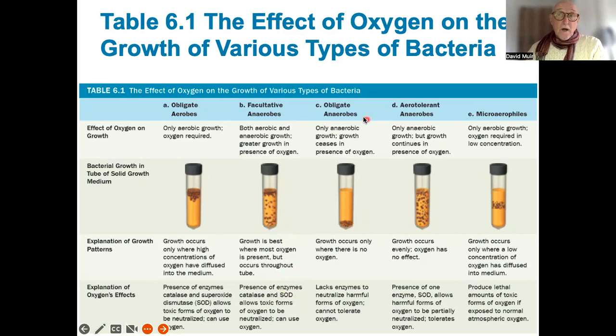The next group are extremely important to us clinically, and these are the obligate anaerobes. Obligate anaerobes lack any enzymes to neutralize harmful forms of oxygen. So they have no catalase, no superoxide dismutase. And they are absolutely unable to survive in the presence of even extremely low concentrations of oxygen. In our tube, they would be isolated to the very bottom here. Growth would be isolated there.